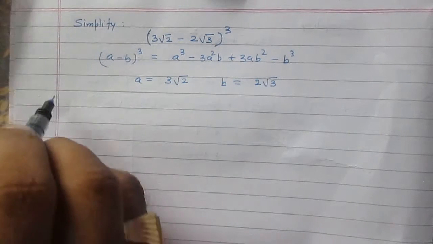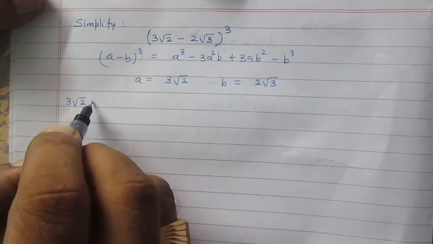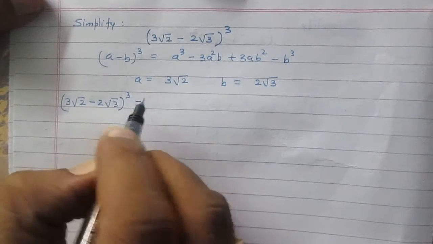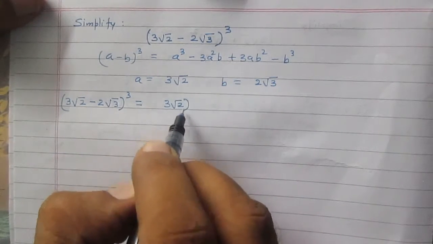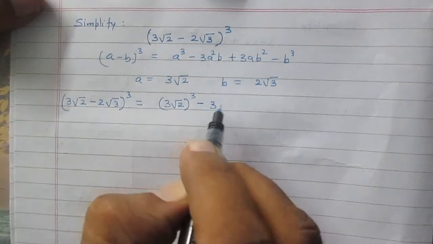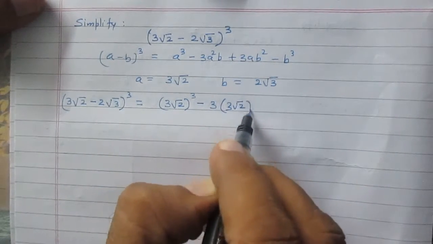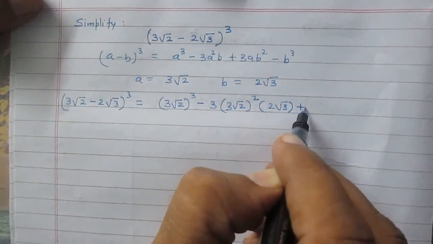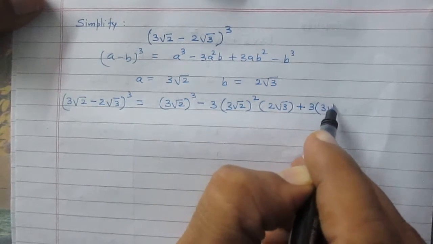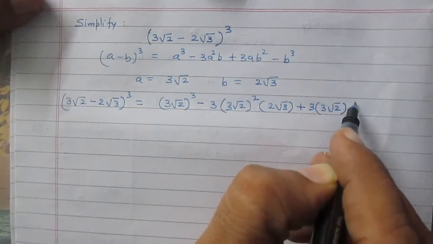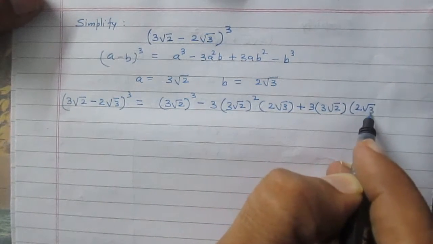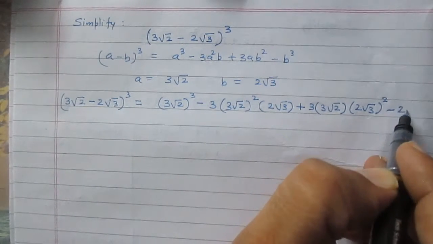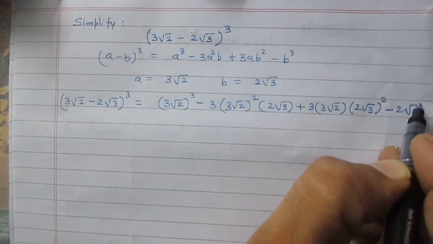So we can write (3√2 − 2√3)³ as (3√2)³ − 3 times (3√2)² multiplied by 2√3, then plus 3 times 3√2 multiplied by (2√3)², and the last term is minus b³, that is minus (2√3)³.